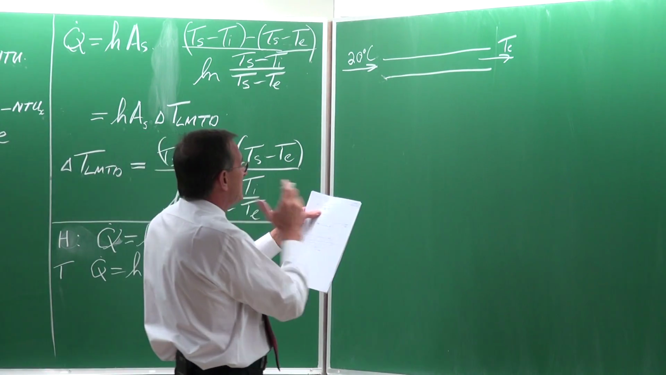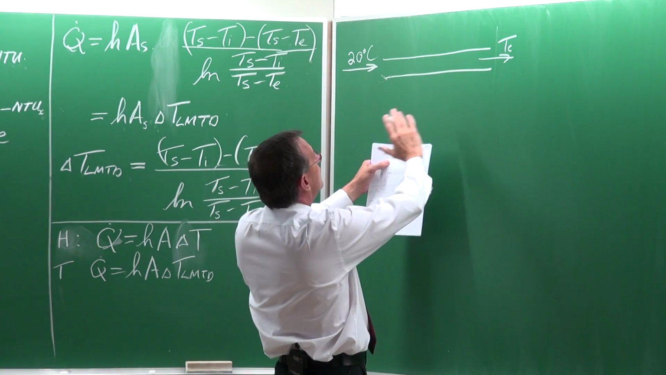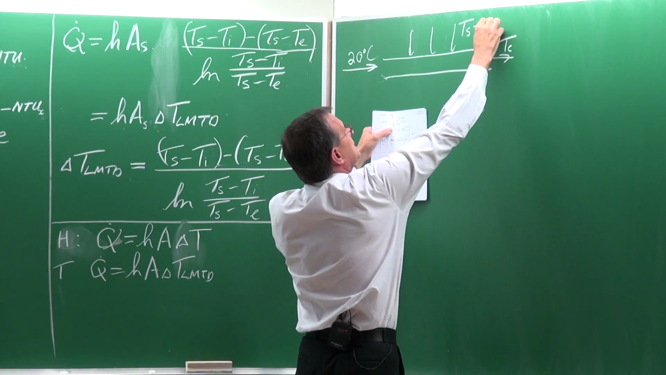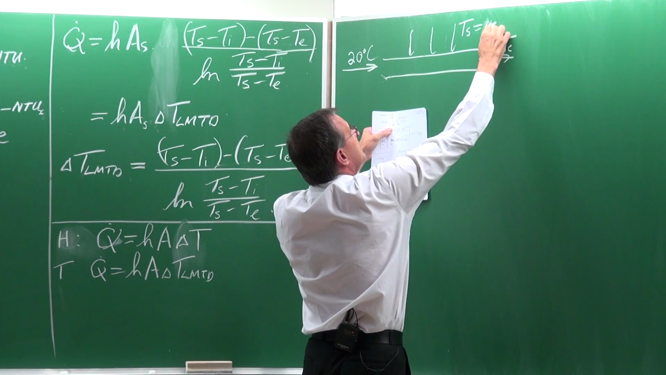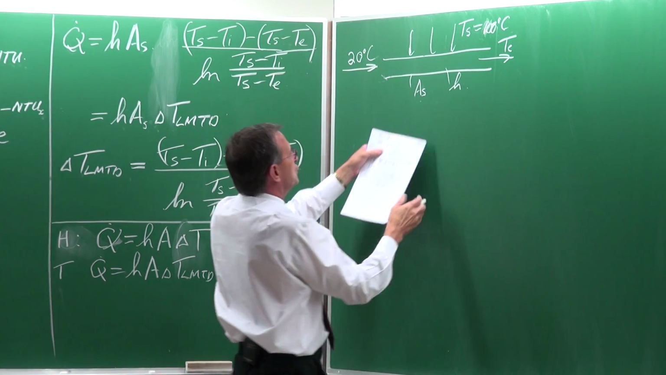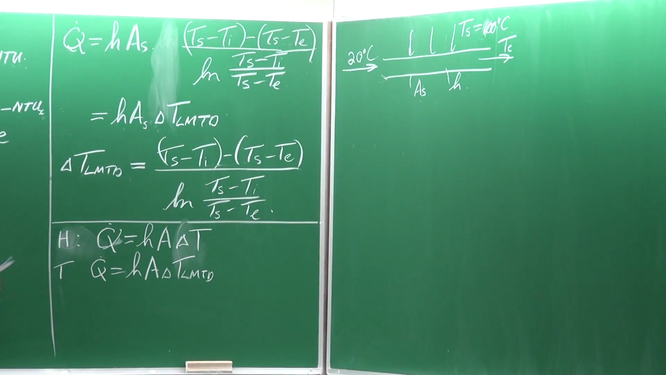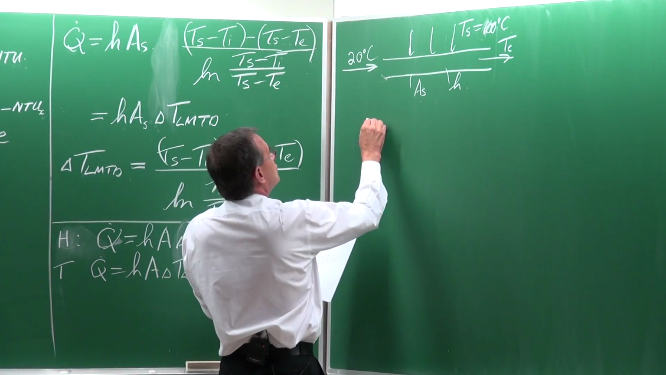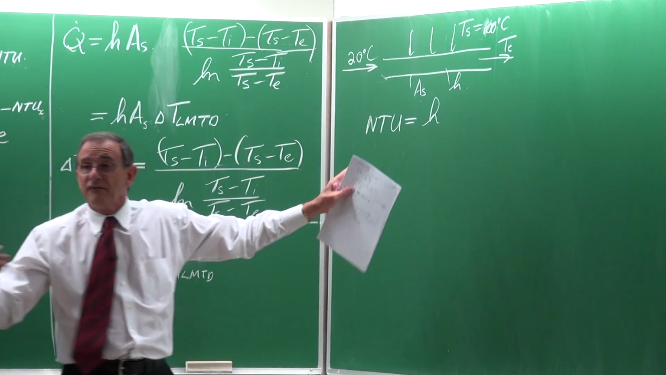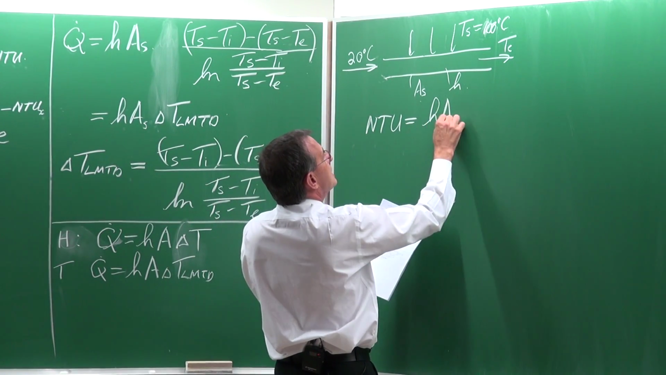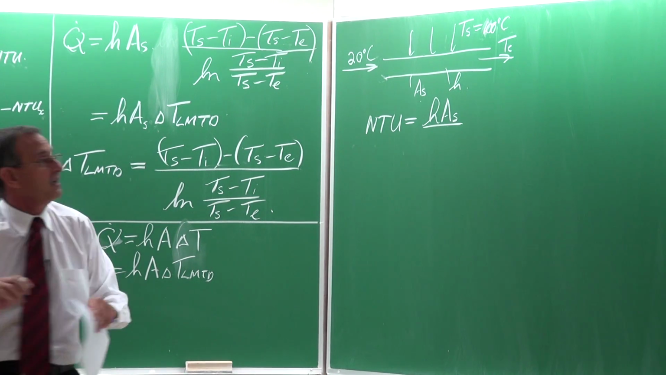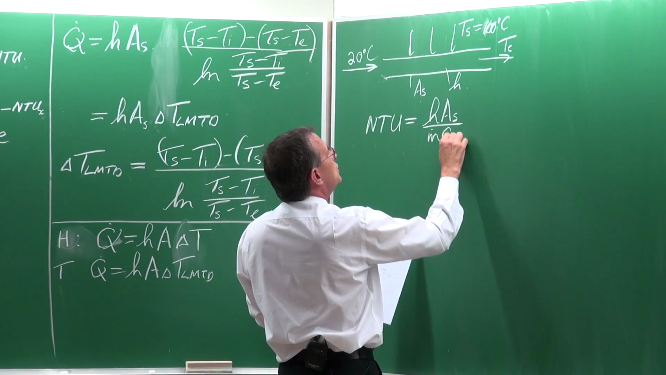Now let's look at the very simple case where you've got fluid flowing through a tube, and the surface temperature is constant at, let's say, 100 degrees Celsius. And that is the surface area, and that is the heat transfer coefficient. So everything has been given, and you can then go and calculate the NTU. So the NTU is very simply the average heat transfer coefficient multiplied by the surface area. The surface area of the tube is pi multiplied by the diameter multiplied by the length, divided by the mass flow rate and the Cp of the fluid.